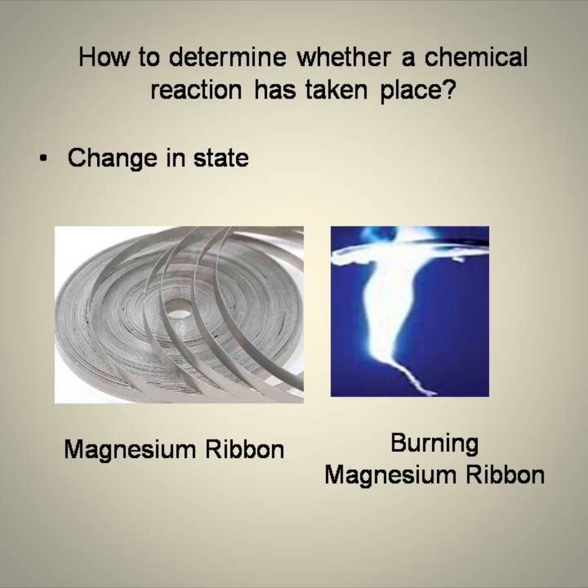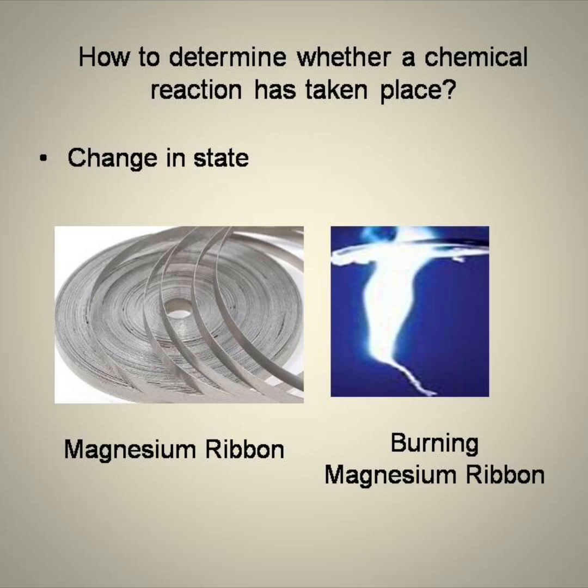The substances which take part in a chemical reaction are called reactants, whereas the new substances produced as a result of chemical reaction are called products. In a chemical reaction, reactants are transformed into products. The products formed during a chemical reaction have properties which are entirely different from those of the reactants.